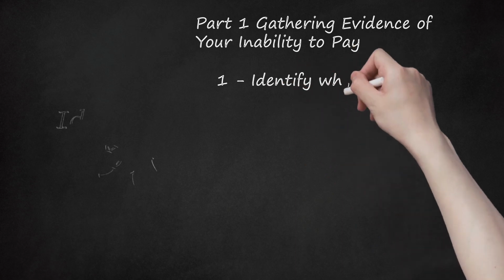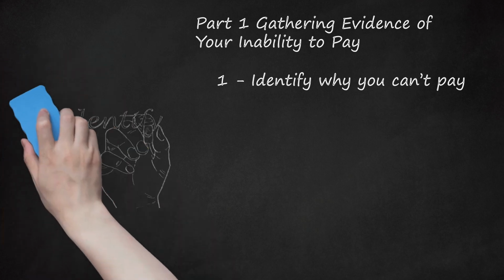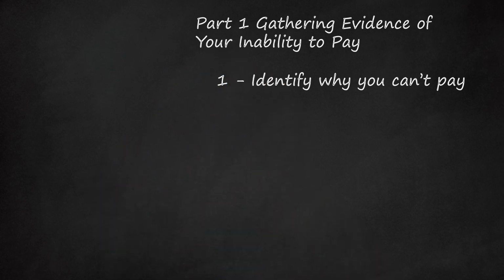Part 1: Gathering evidence of your inability to pay. 1. Identify why you can't pay. People are unable to pay their child support obligations for a variety of reasons. You should get documentation that will show a judge your reason why you can't pay. Begin by identifying the reason you don't have a job or why you don't make enough to pay child support. Medical illness, disability, layoff, imprisonment, other reason.